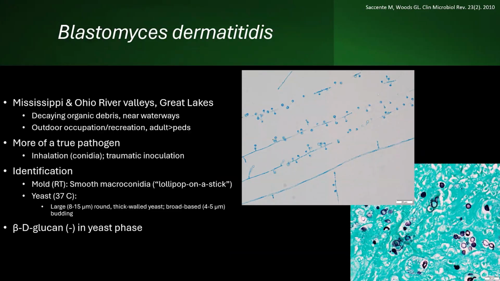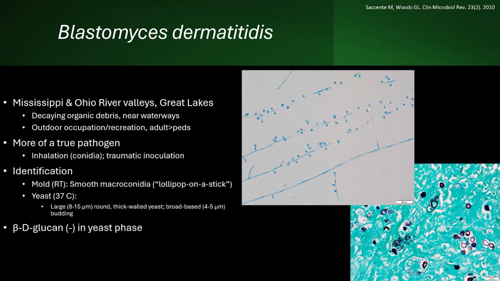Moving on to blastomyces dermatitidis. This is endemic to the Mississippi and Ohio river valleys, as well as the Great Lakes region of the United States and Canada. So there is great overlap between the distribution of blastomyces and histoplasma. Blastomyces is associated with decaying organic debris near waterways, and there is a high association with those that have outdoor occupations or outdoor recreational activities, especially hikers, and is more likely seen in adults than kids.